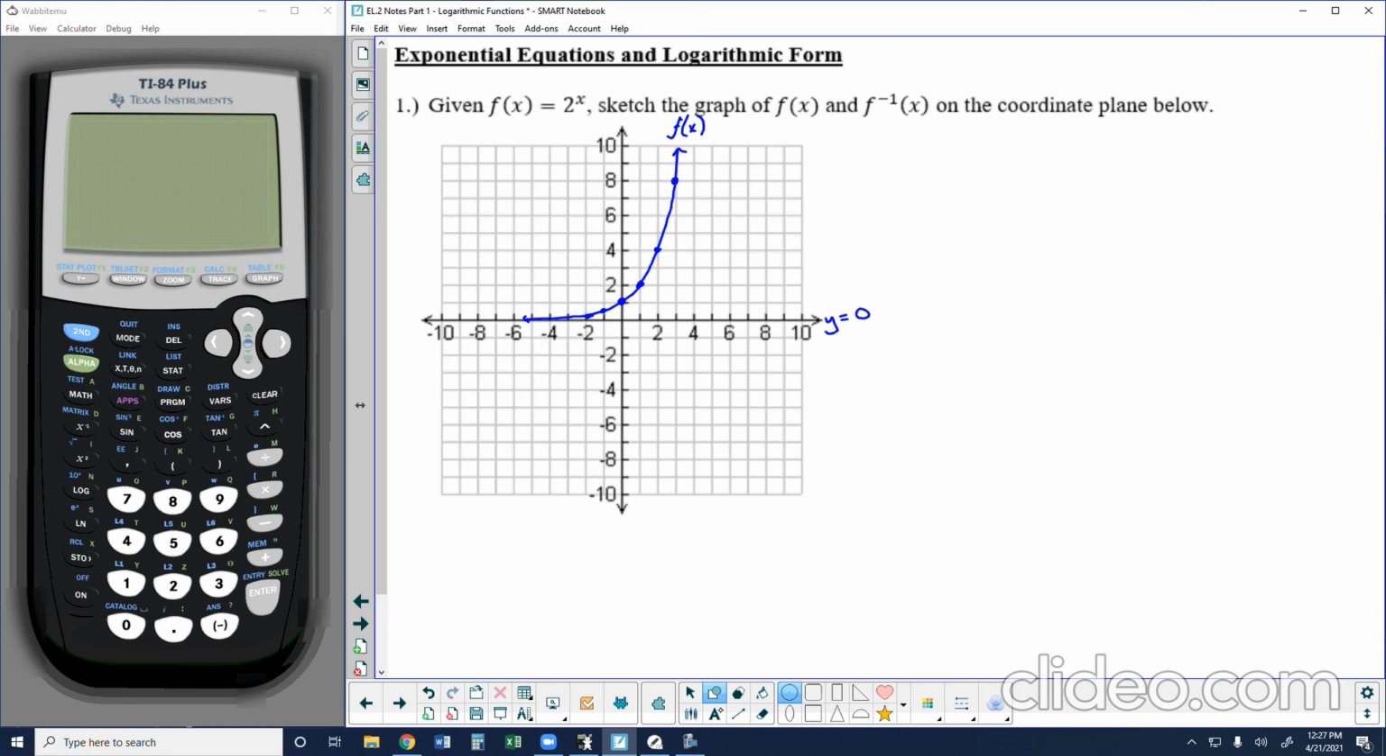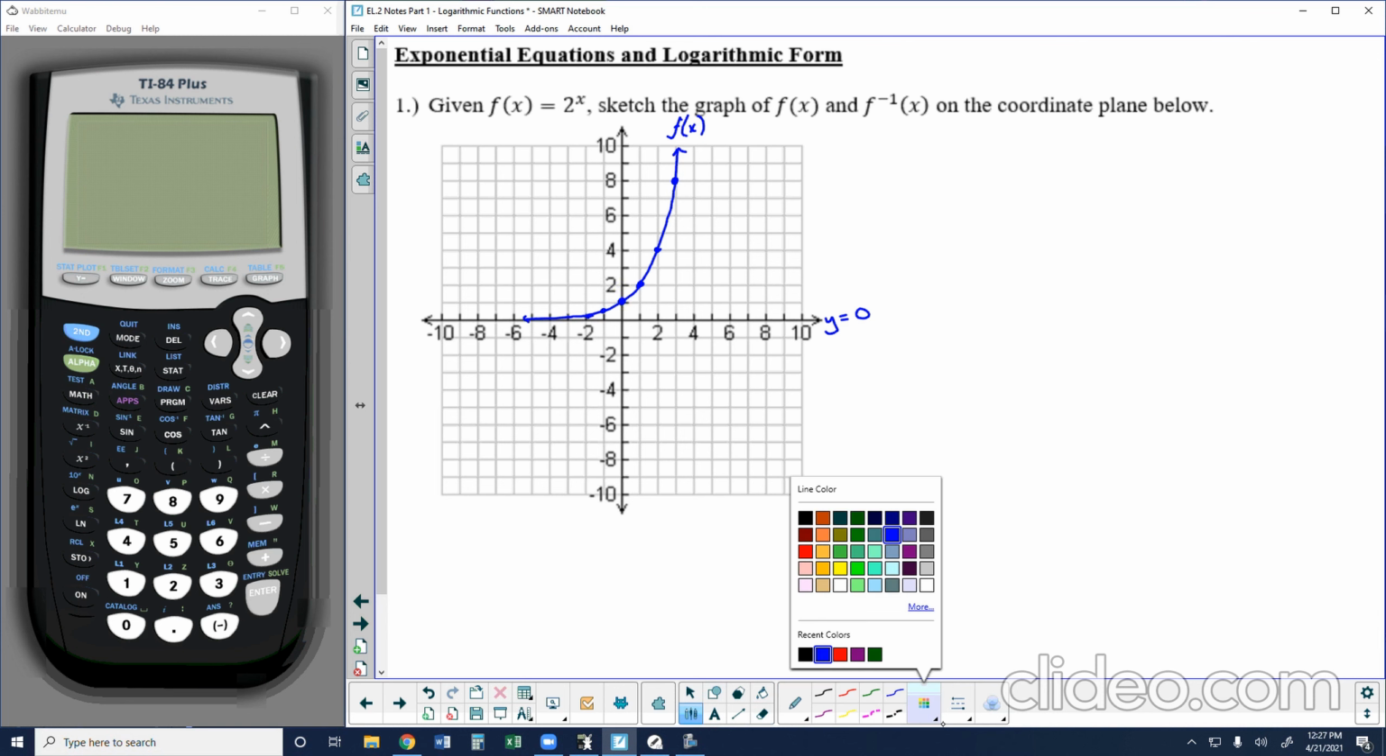Now, the inverse of f of x, if you remember back to inverse functions or inverse operations, what they do is they take the x and the y coordinates and flip-flop them. So I have this point right here that is 3, 8. The x and the y would switch, so now I would have a point 8, 3.